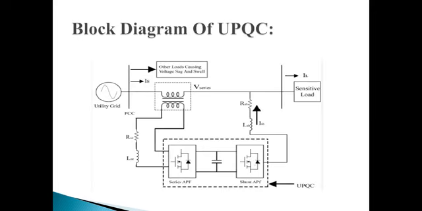This is the block diagram of UPQC. Two power filters, that are series power filter and shunt active power filter, are connected to the distribution line. Series filter is connected in series with the line and is responsible for mitigating voltage related disturbances such as sags, swells and interruptions by injecting compensating voltages. Shunt filter is connected in parallel with the load, and it is designed to mitigate current related issues such as harmonics, reactive power compensation, by injecting compensating currents.